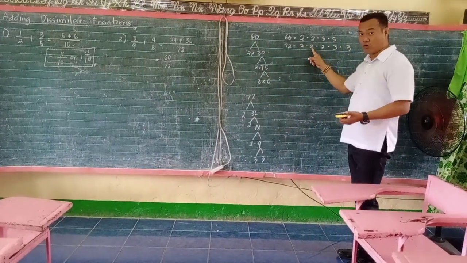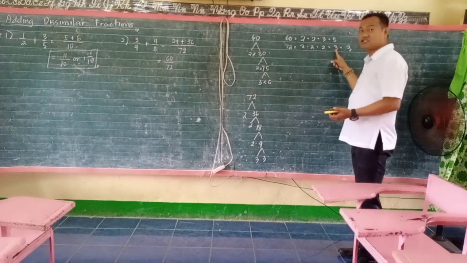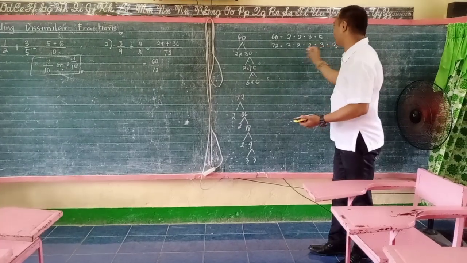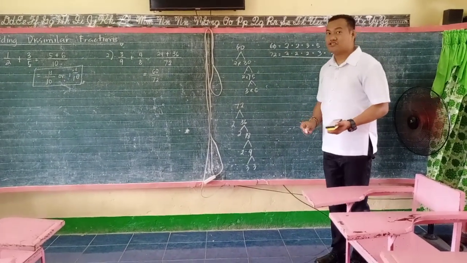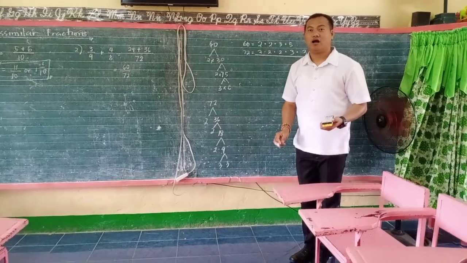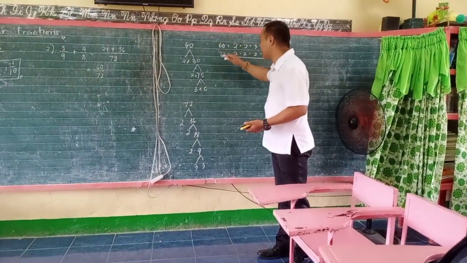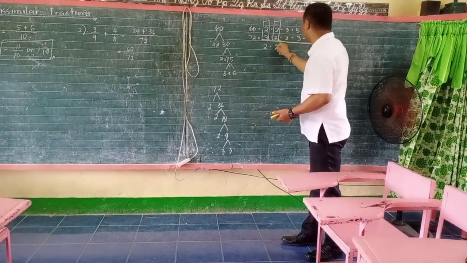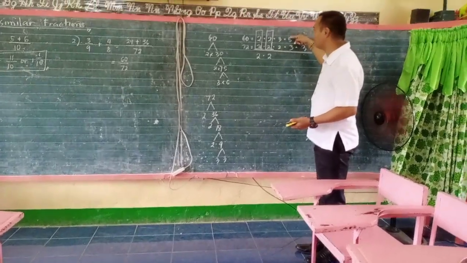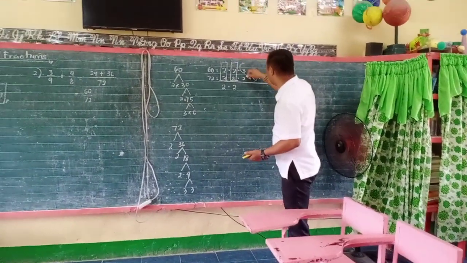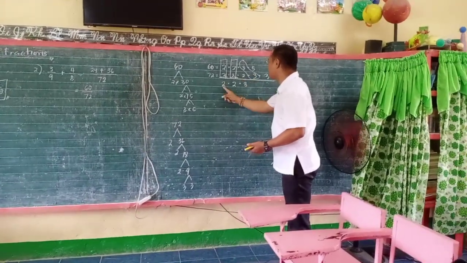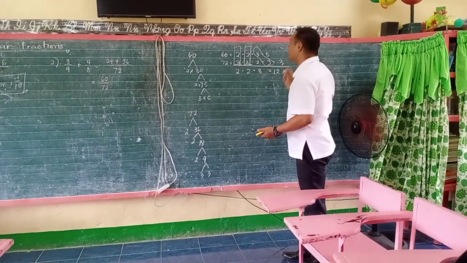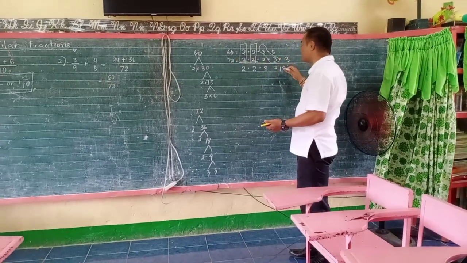So 2 times 2 is 4, times 2 is 8, times 3 is 24, times 3 is 72. Right? Okay, so for the GCF, we have to determine the common prime factors of 60 and 72. So we have here 2 times 2. Well, can we see another 2 in 60? No more. We have 3. Getting the product, 2 times 2 is 4 times 3 is 12. So the GCF of 60 and 72 is 12.